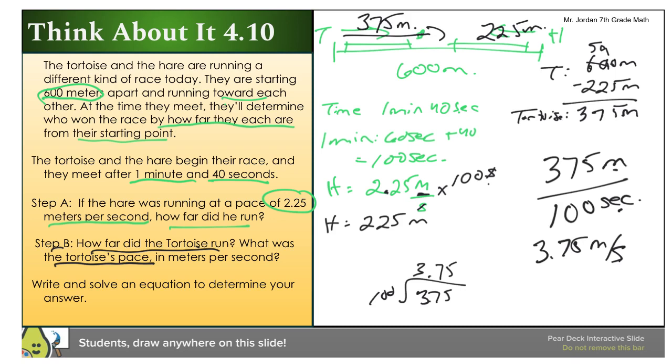So I have all the answers here, but now I need to make clear what the answers are. So how far did the tortoise run? He ran 375 meters. What was the tortoise pace? He went 3.75 meters per second. If the hare was running at a pace of 2.25 meters per second, how far did he run? The hare ran 225 meters. Took me a second to find that because I wasn't clear. There. See, this is why I want you to highlight the answers, because sometimes it's hard to find. So the hare went 225 meters. The tortoise went 375 meters. And the tortoise speed was 3.75 meters per second.